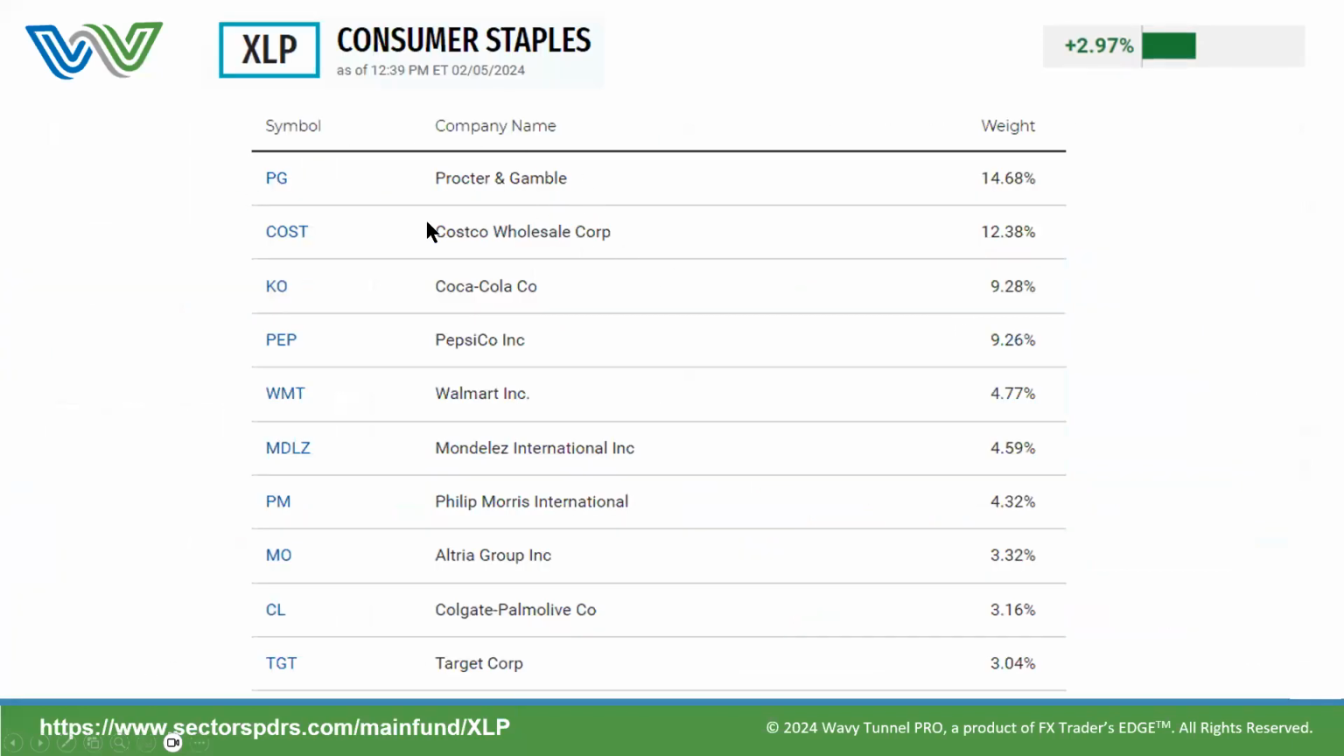Consumer staples, XLP. The biggest holding is Procter & Gamble with 14.68%. This was up 2.97% this year. Other holdings: Costco, Coca-Cola, PepsiCo, Walmart, all really good companies.